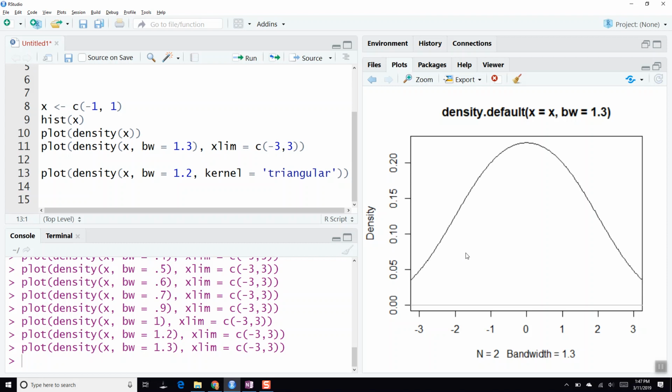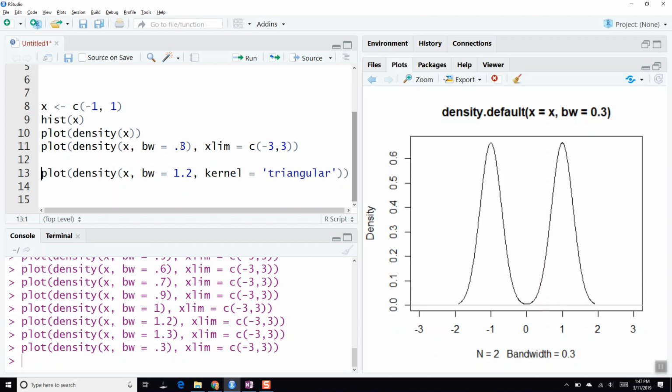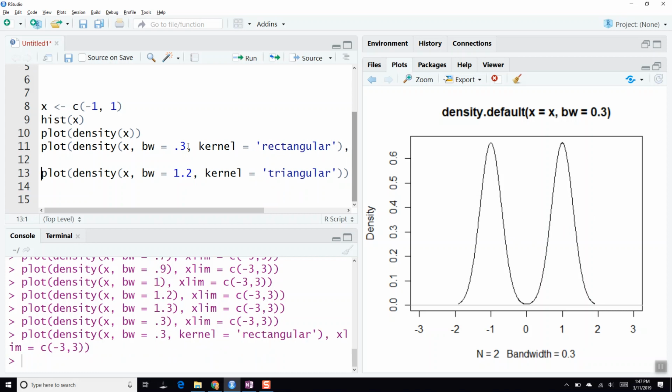And again, you have a hill centered at -1 and another hill centered at +1, but we're just increasing how wide that bandwidth is, okay? You have other options for the density. You can choose the shape of the kernel to be something like rectangular, okay?